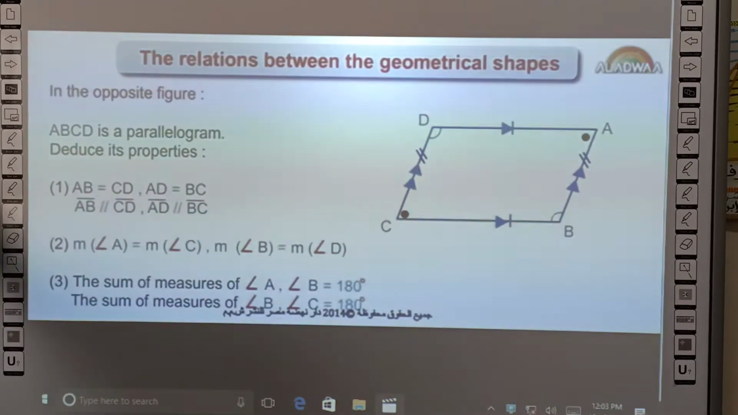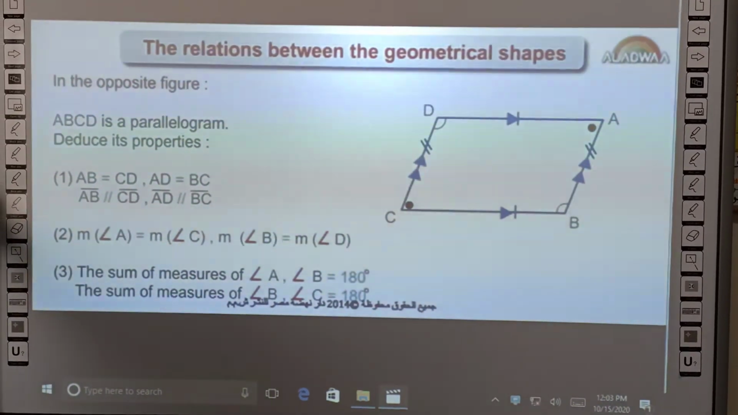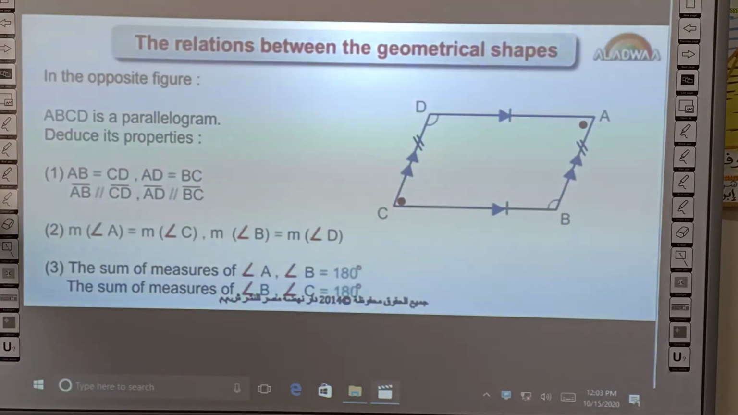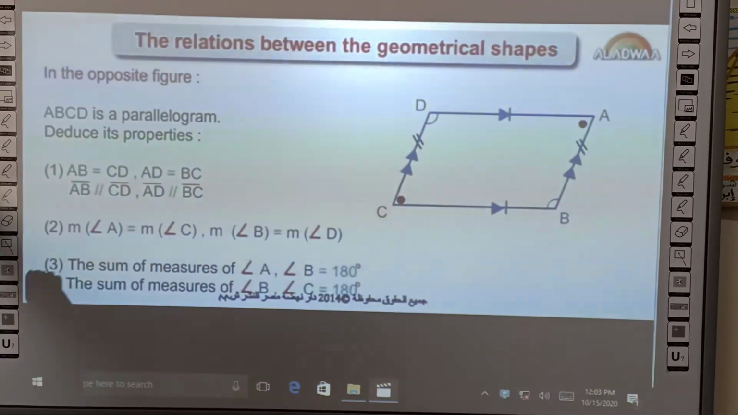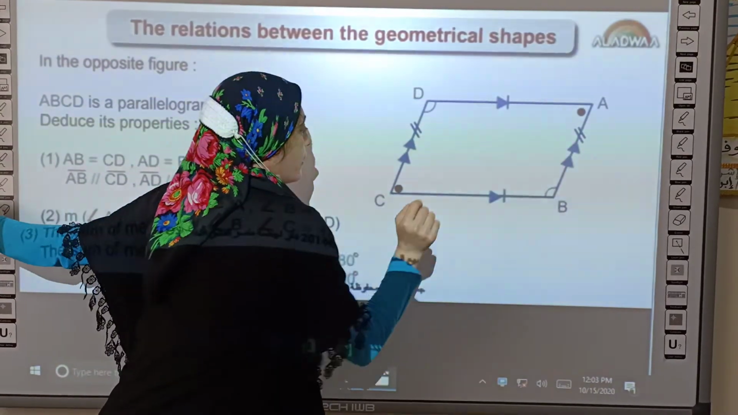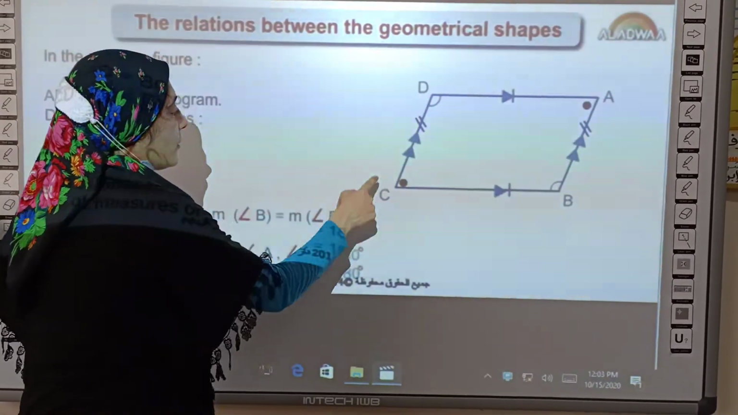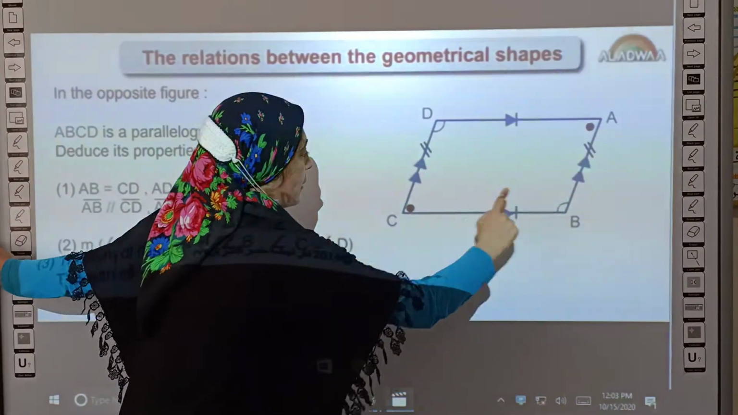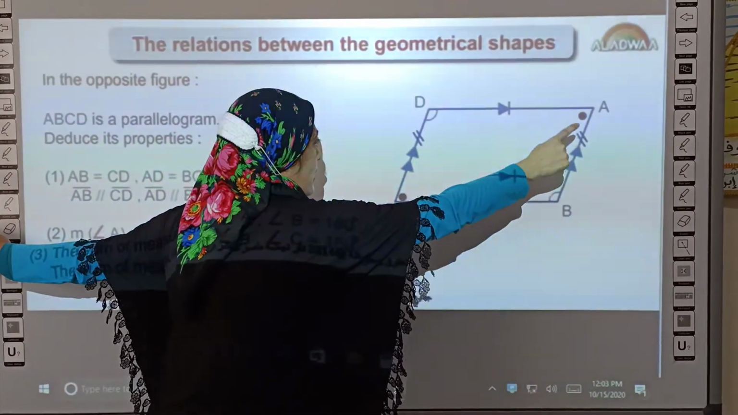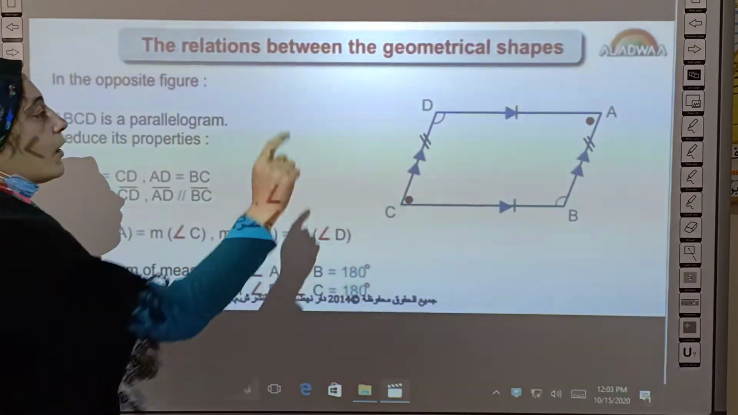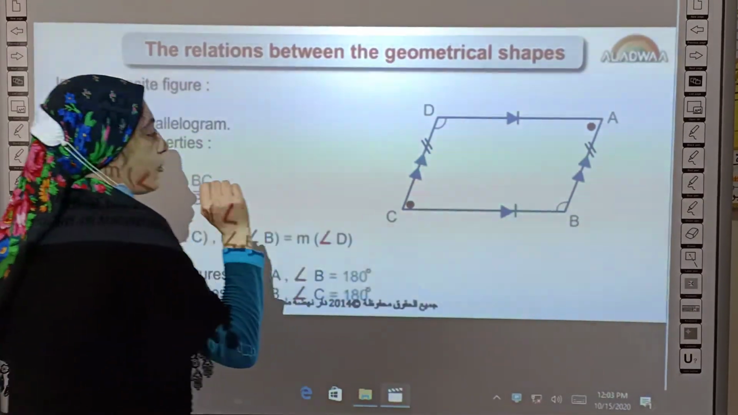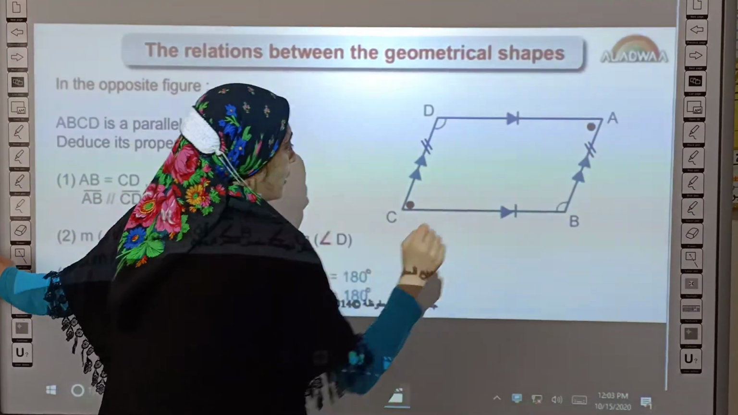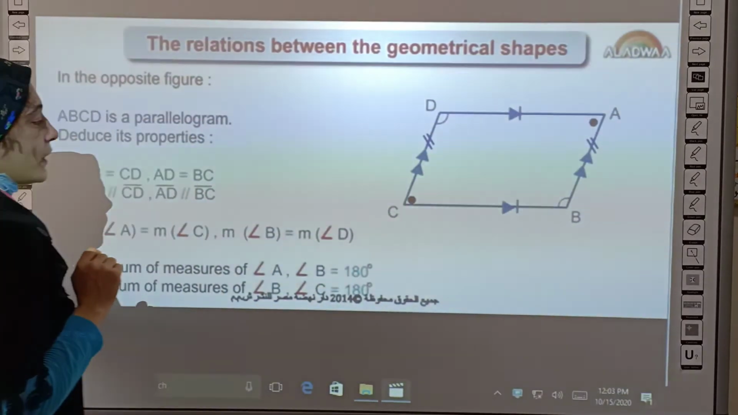The opposite figure is a parallelogram ABCD. As we said before, AB equals DC and parallel. CB equals DA and parallel. The measure of angle A equals the measure of angle C. The measure of angle B equals the measure of angle D.